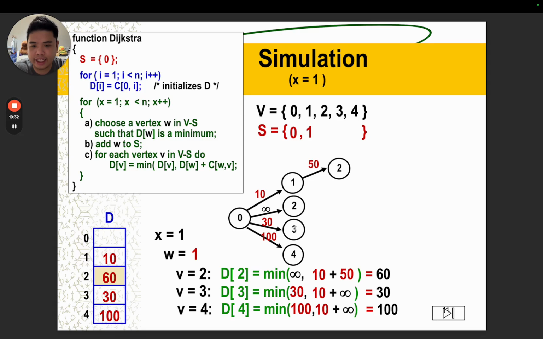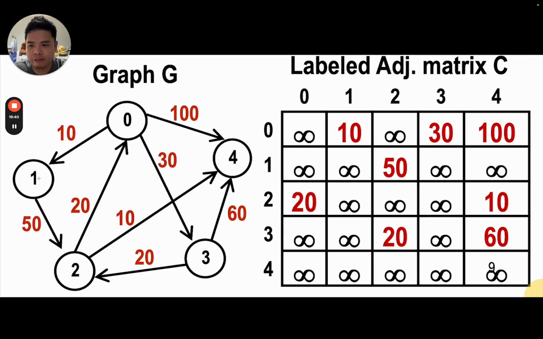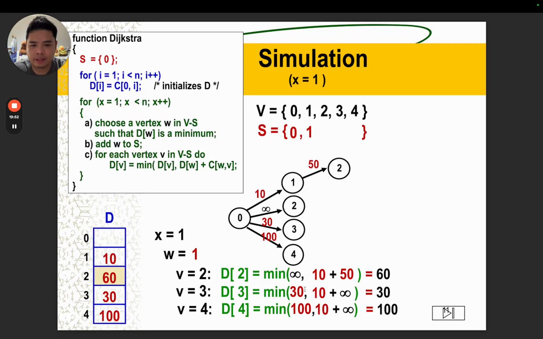We're trying to see if there is a path from 1, which is our w, from 1 to 3. Is there a path from 1 going to 3? There is no path from 1 going to 3. You can also check it from here. Is there a path from 1 going to 3? No, there is not. So that means CVW, or the edge, or the arc, is infinity.